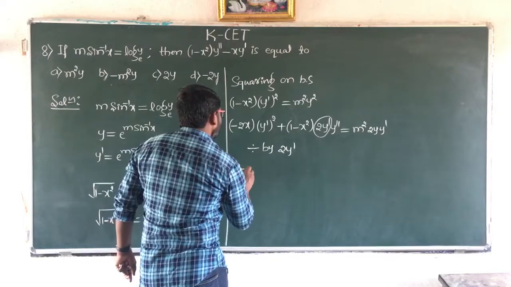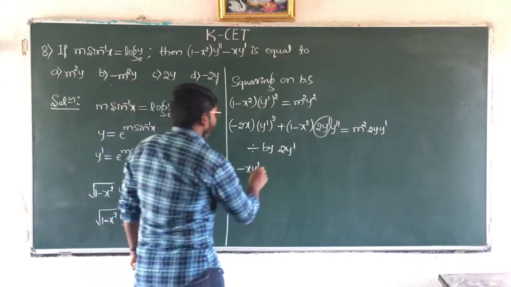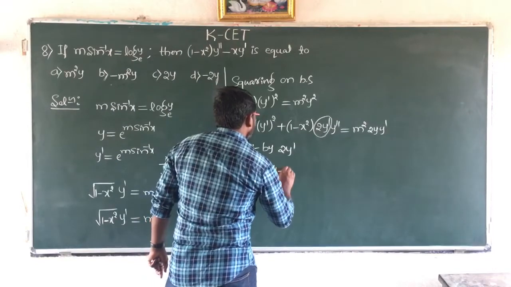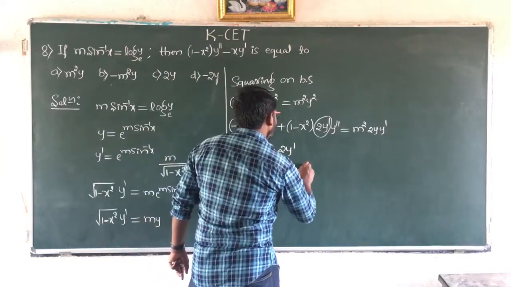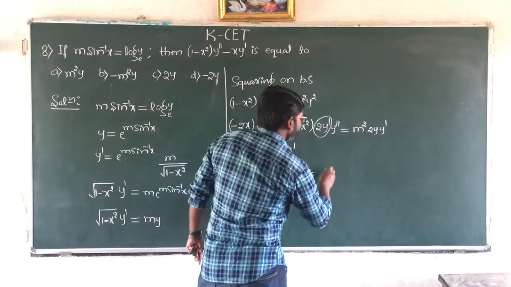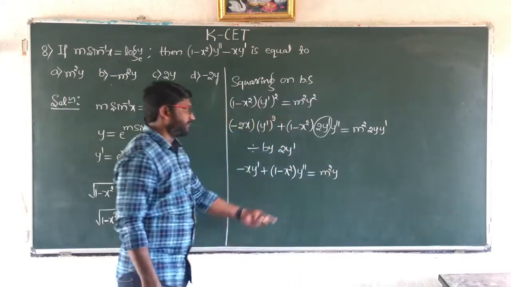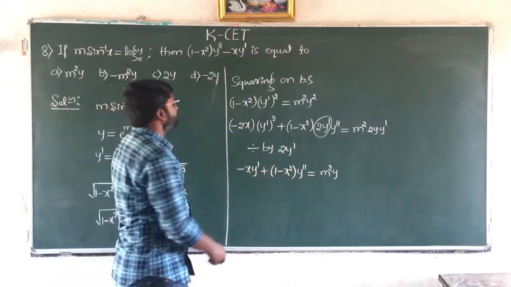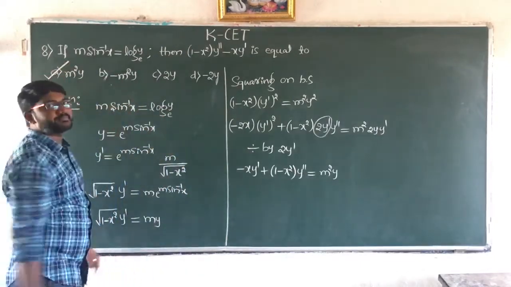So after dividing, what do we get now? We get minus x y dash plus 1 minus x square into y double dash, which is equal to, so here we get m square y. So this is the required answer. So which option now? It is option A.